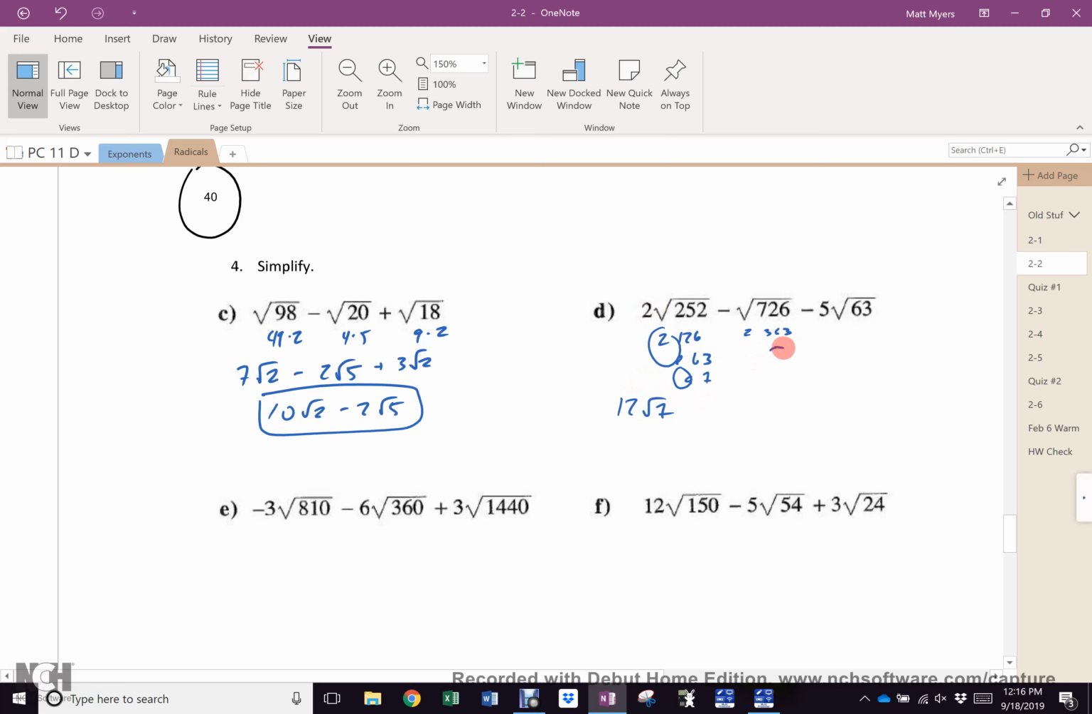And then 363 is, of course, 3 and 121. So that's minus 11 root 6. And 9 times 5 is minus 45 root 7. Minus 15. 12 minus 15 is negative 3 root 7 minus 11 root 6.